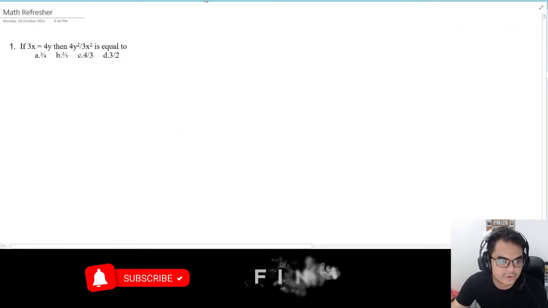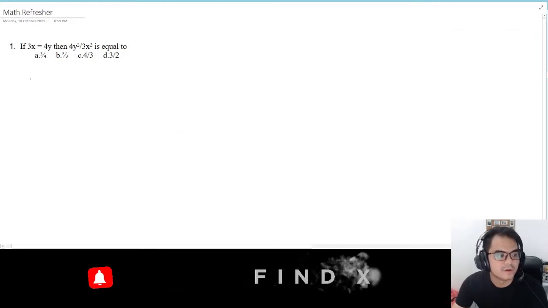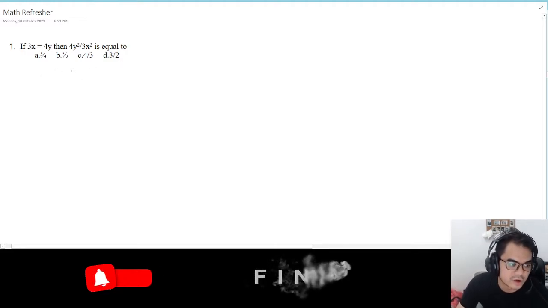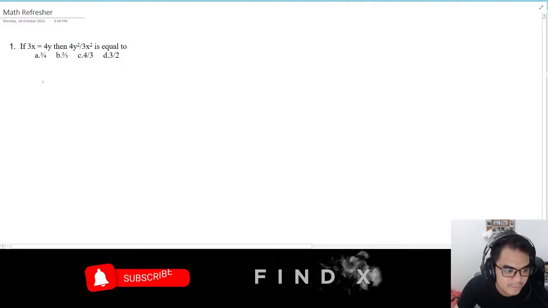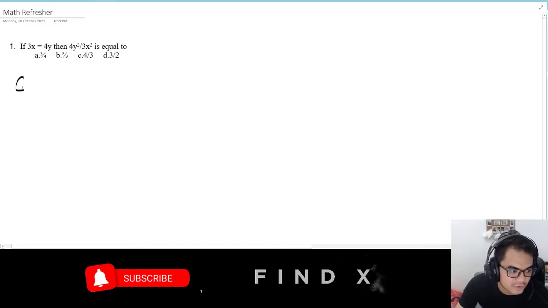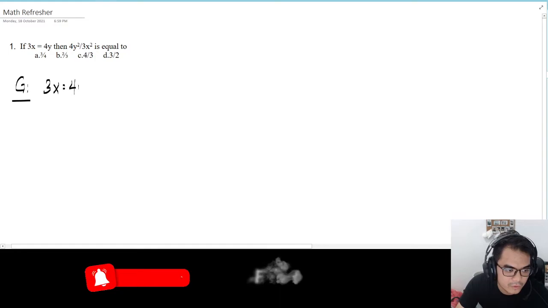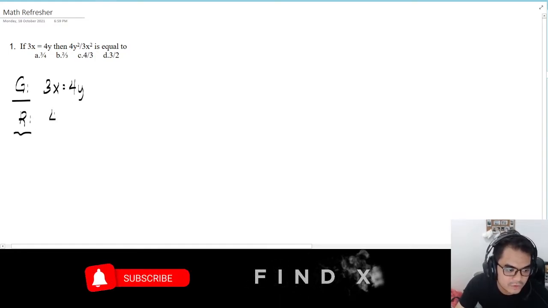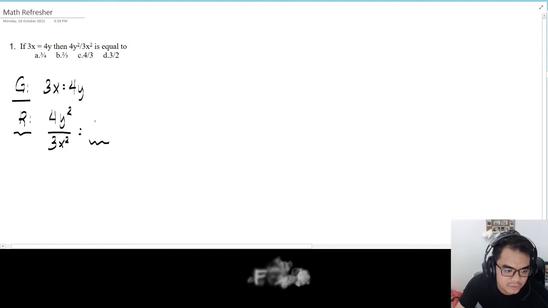So we have here our first problem. It says that if 3x is equal to 4y, then (4y squared) all over (3x squared) is equal to. We have here the choices, which are 3/4, 2/3, 4/3, and 3/2. Let's first list down the given. We have 3x equal to 4y. We are required to find the value of 4y squared over 3x squared.